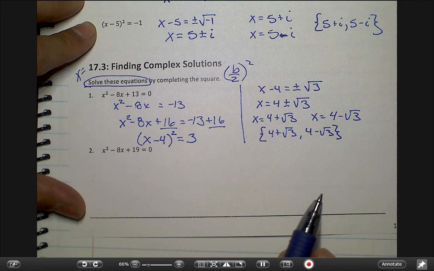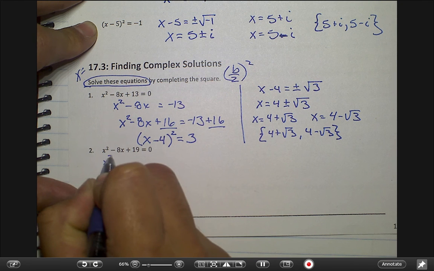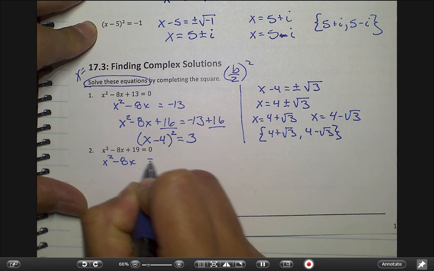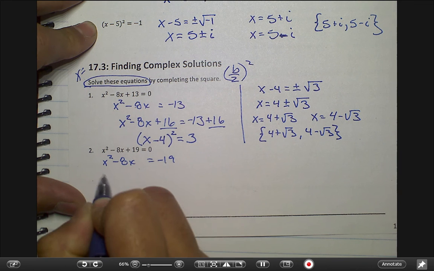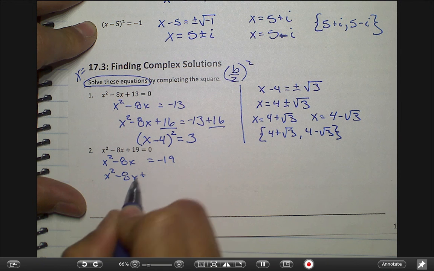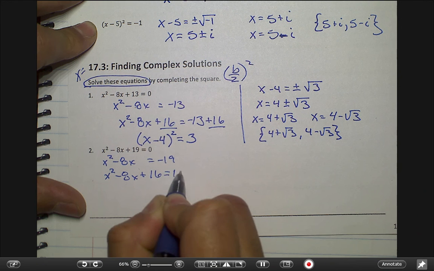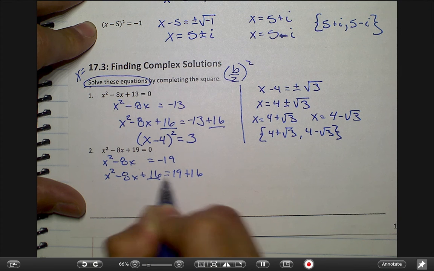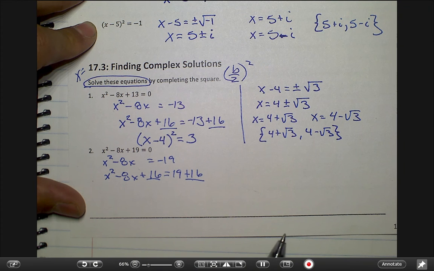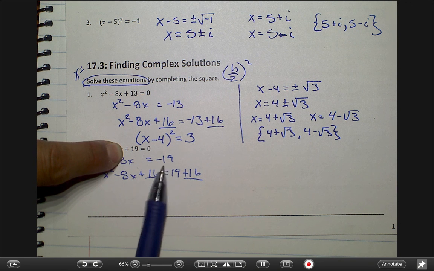Does that make sense? All right, so I'm going to go through step by step. x squared minus 8x equals negative 19. x squared minus 8x plus, this is going to be b divided by 2 squared, 16, equals negative 19 plus 16. Wait, I thought that was positive 19. It is positive right here, right? And to move it to the other side, I have to subtract it, don't I? So I subtract it to the other side, so it becomes a negative 19 here.